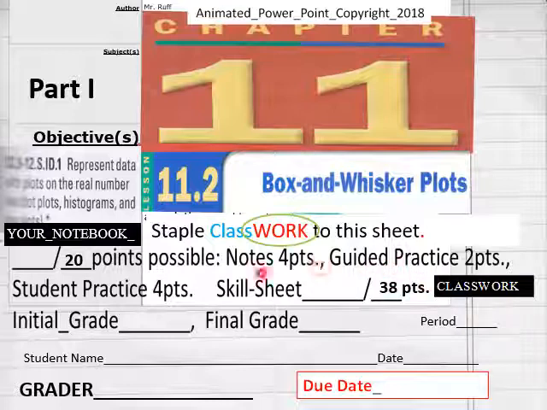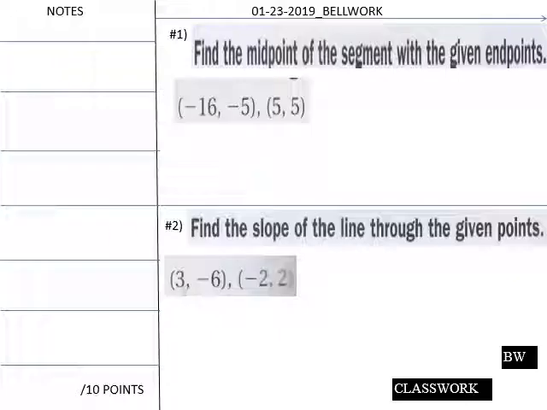Got a 38-point classwork sheet, 20 points here for notebook taking today. Teachers, today's bell work: find the midpoint of the segment. Students, find the slope between these 2 points here. I'll give you students 5 minutes to do this.